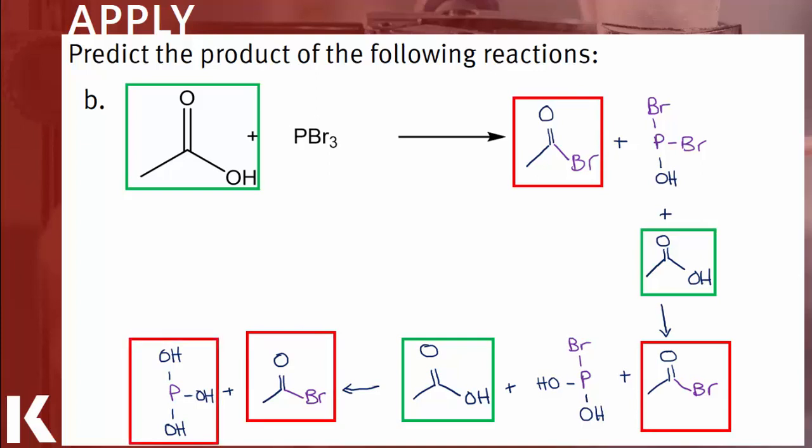Now that you understand the underlying mechanism behind how a carboxylic acid can be transformed into an acyl chloride or an acyl bromide, you can now follow up with some practice questions.